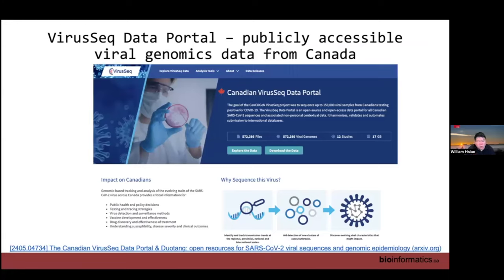A year or so after CanCoGen started, the realization that the data need to be made available for data analysis resulted in the formation of a sub-project within CanCoGen called the VirusSeq Data Portal, which became the public-facing, open data repository for the Canadian virus genomic sequence data. I just did the screen cap yesterday, and there are over 570,000 genomes now on the website from various sources, and the data and the metadata are all freely available for download and for analysis. The paper as a preprint has finally come out after more than 3 years of effort from a large number of individuals. I think there are probably close to 1,000 people named in the publication.